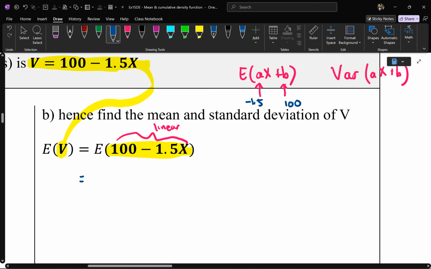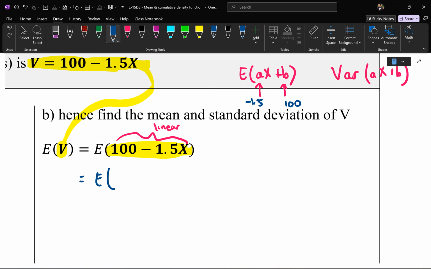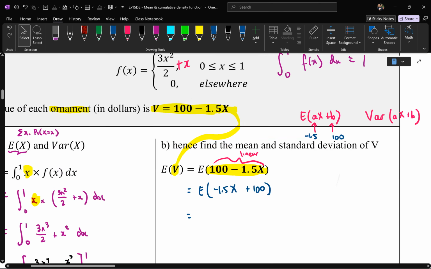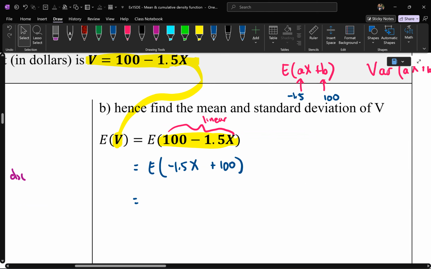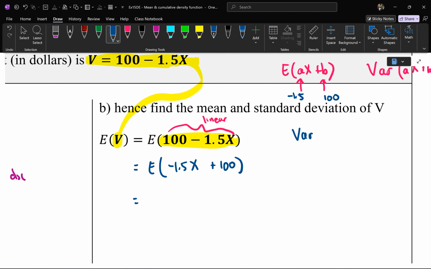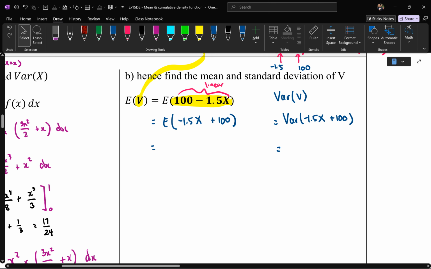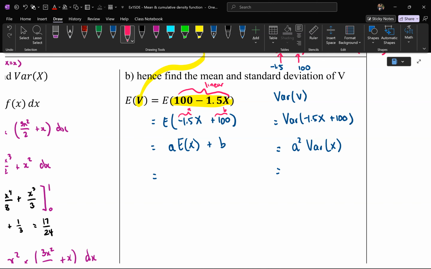Let's go. So what would E of v equal? I'll rearrange it to make it easier for you visually. What would this equal to? And do the same for variance. So what's the variance of v? Or another way is to say variance of negative 1.5x plus 100. I've given you the formula. Pause the video. All right, let's check your answers.